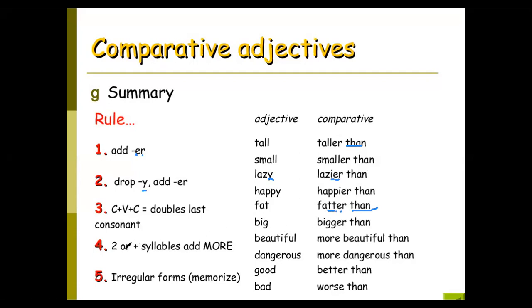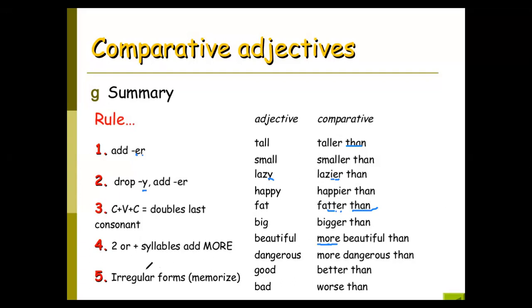And then rule number 4, if I have a long adjective, what should I do? Like for example beautiful, dangerous, wonderful. I can't put er. What should I do then? I have to put more. And the word more comes before the adjective. So it will be more beautiful than, more dangerous than, and more wonderful than.